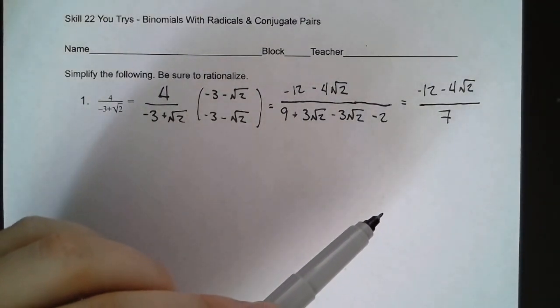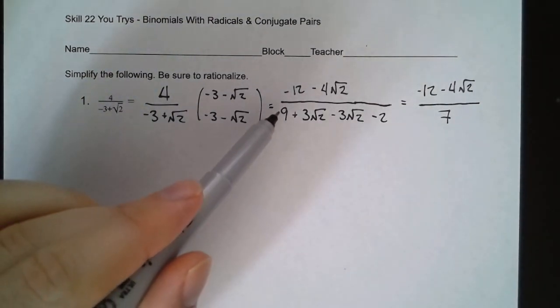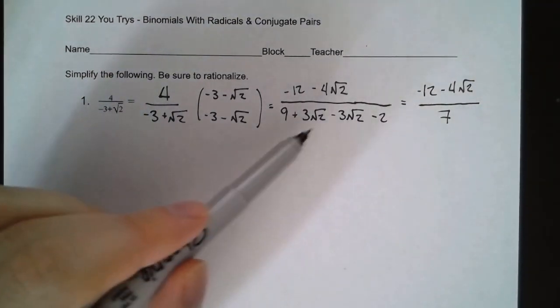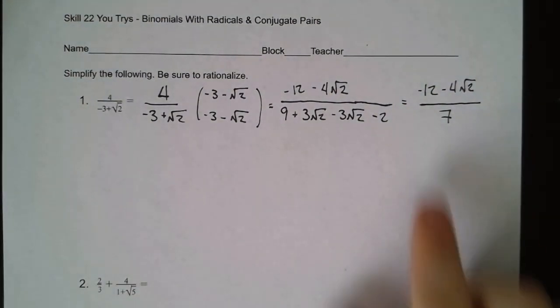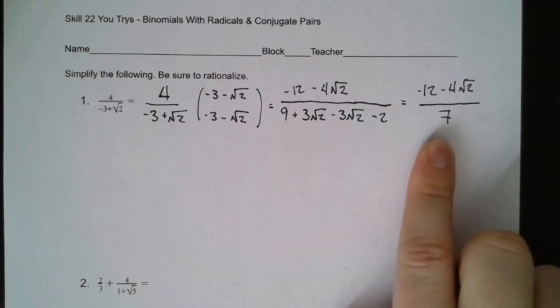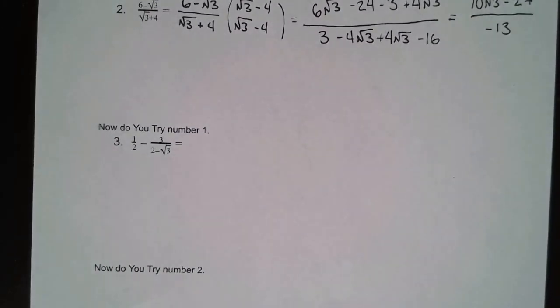And then we can combine like terms, nothing to do on the numerator. The denominator, we just need to take 9 minus 2, and that's 7. The middle terms cancel. And there's nothing else we can do to simplify after that. That right there is your final answer. So let's go ahead and go back to the notes. We just have one more example on the notes and then one more You Try.